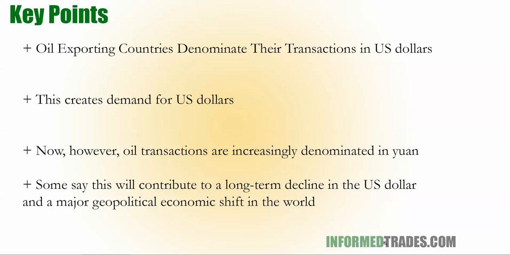The basic idea of the system is that oil exporting countries, we're talking about OPEC here, denominate their transactions in US dollars. They denominate their oil transactions in US dollars. So when they're selling oil, they're pricing it in dollars, and receiving dollars for the oil that they're selling to other countries. This naturally creates demand for US dollars because if you want to buy oil, you basically need dollars first. And oil is, of course, still very, very necessary. It was even more necessary years ago, still incredibly necessary in our economy around the world.